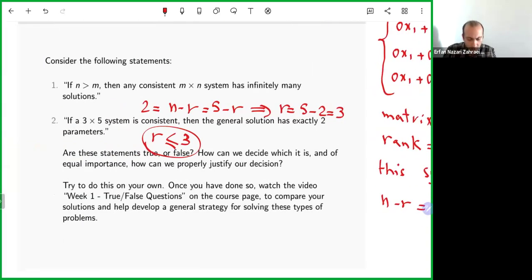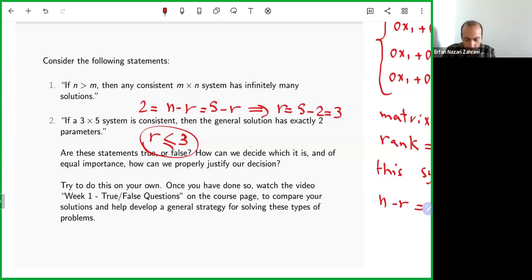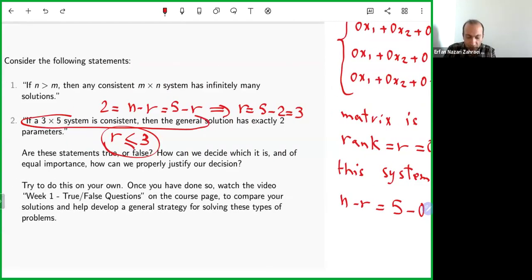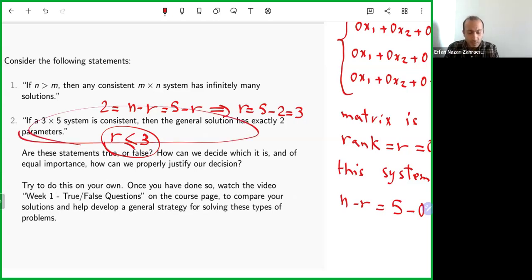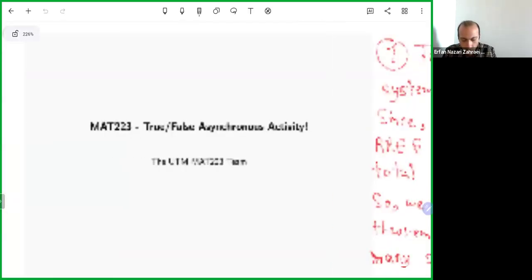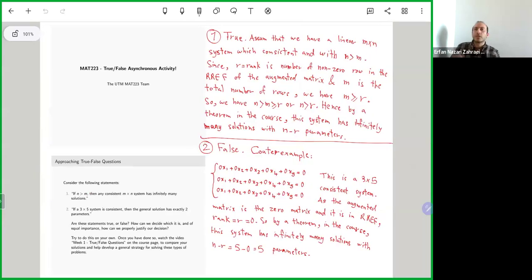parameters. What I wanted was the system has exactly 2 parameters. This is not true. So the example that I provided satisfies the assumptions, but the conclusion is not true for it. So that is a counterexample for this statement, and that disproves this statement and shows that this statement is not true in general, it's false. And that's the general idea to do the true false question.